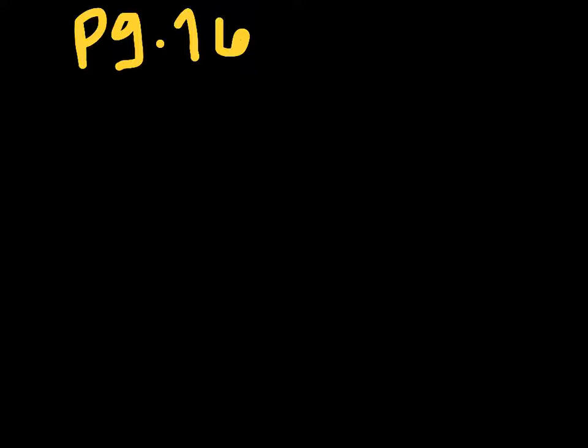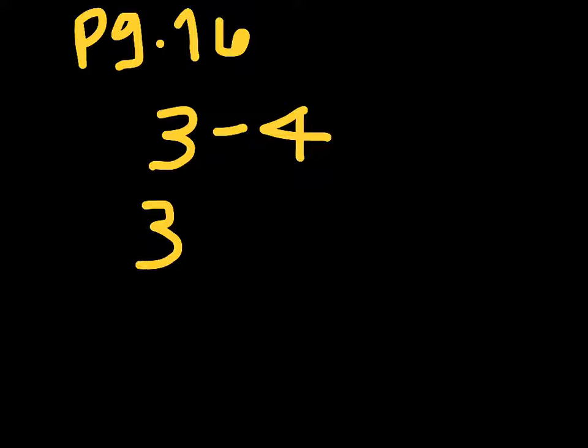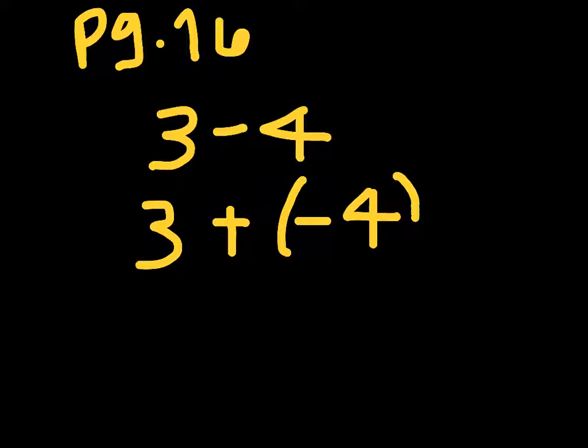Alright, go ahead and take a moment to flip over to page 16 in your books. We're still on 1.3. Today's key idea is to subtract an integer, add its opposite. So if you have 3 minus 4, which is what we were talking about just a minute ago, it looks really confusing, so you're just going to add its opposite. So 3 plus negative 4. Okay? Now it looks a little bit better so that we can understand.